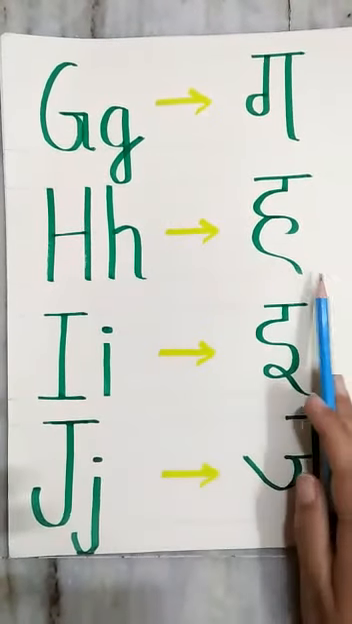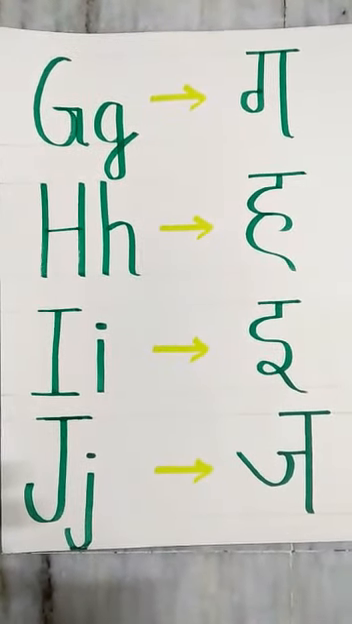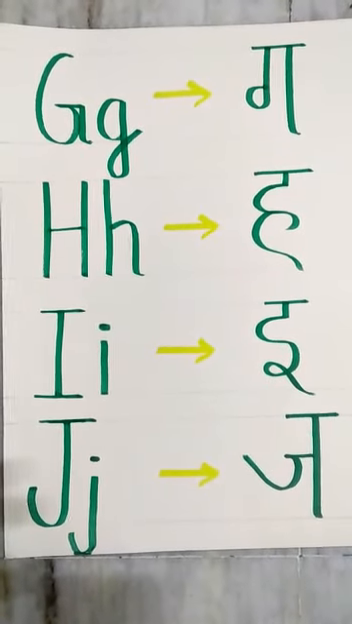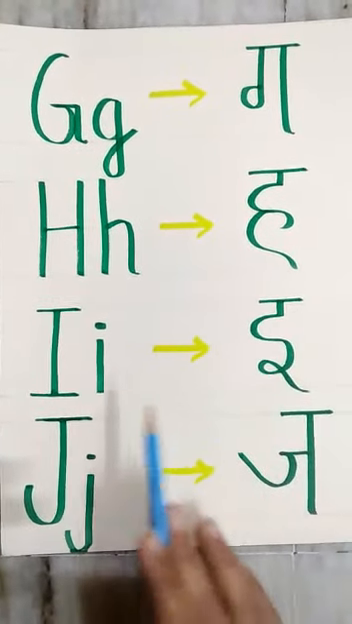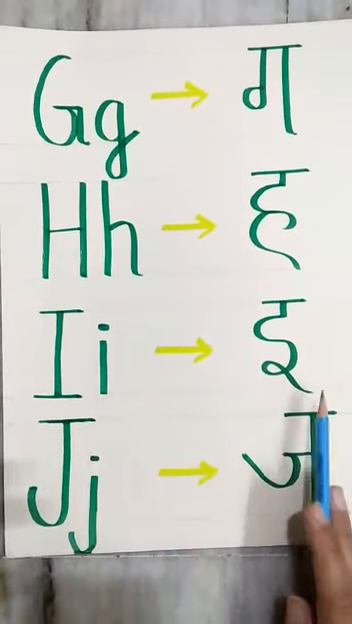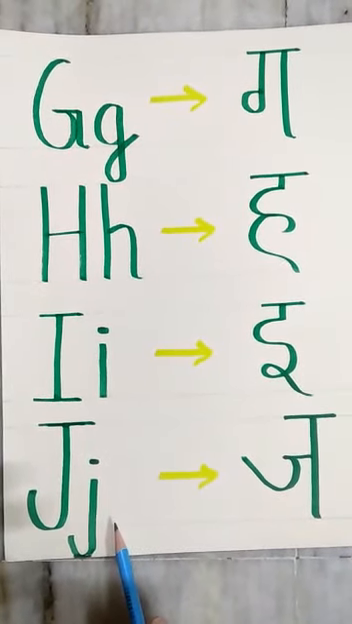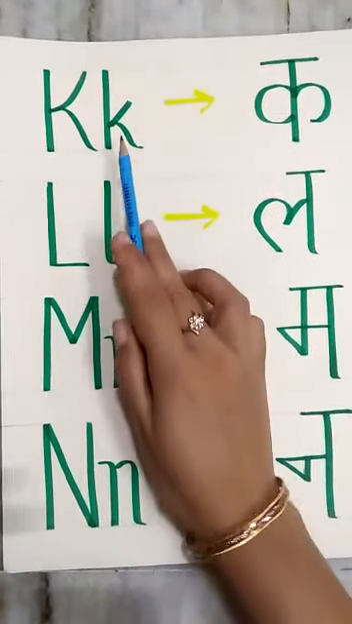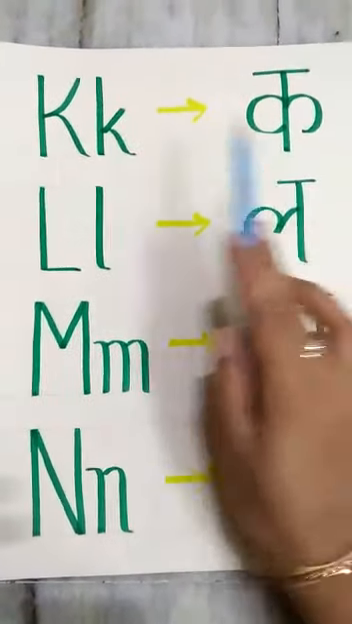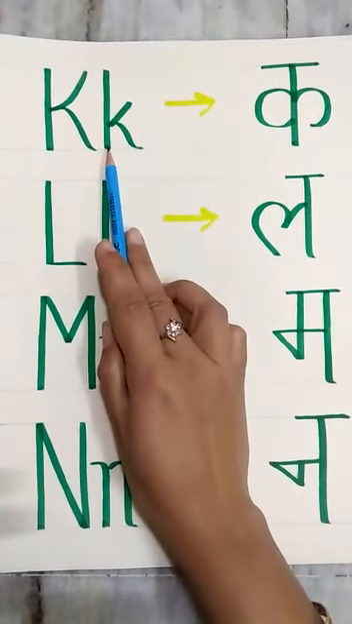H sounds h, when you are tired. So, what you say? H sounds h. I sounds e. Say with me. J sounds j. K sounds k. Remember the kite. K sounds k.